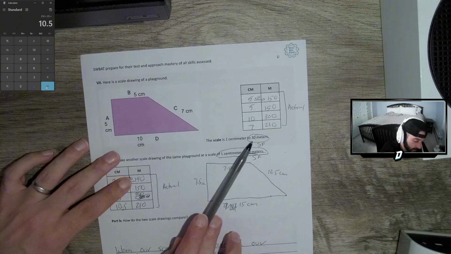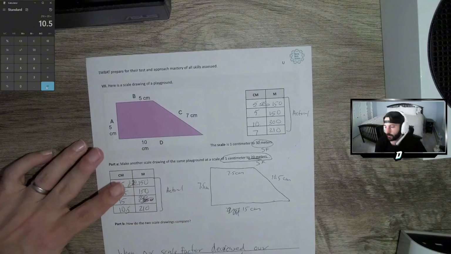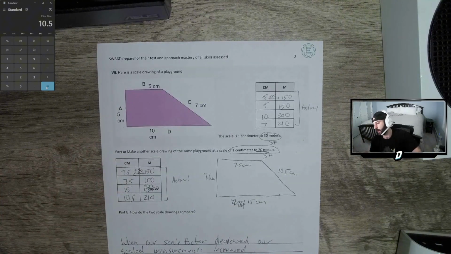And it works the other way. If our scale factor went up to 40, then the scaled image would go down. And so that's what we would have noticed here.